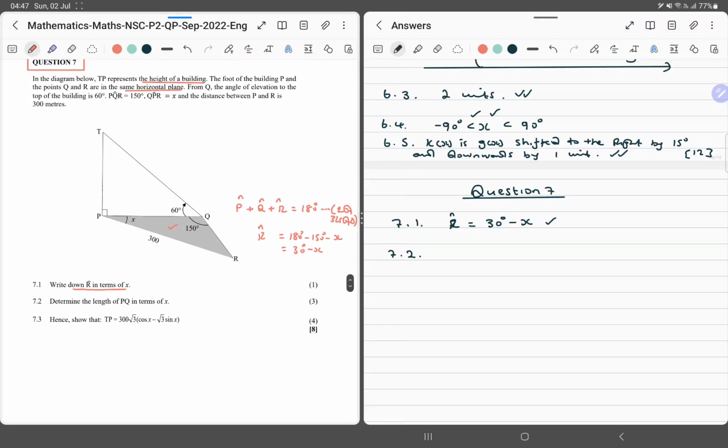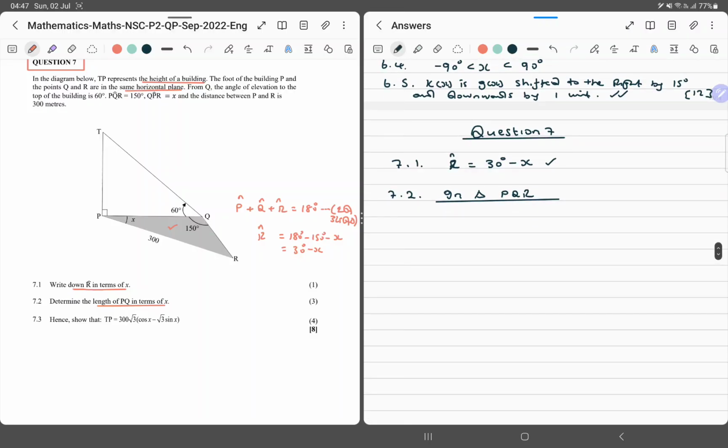7.2 says determine the length of PQ in terms of x. Now we can say safely in triangle PQR, because we can see that is good enough to work. So let's see, we want PQ over, we can use the sine rule. So PQ is opposite angle R. Okay, so we're going to say sine of angle R. We've stated which triangle we're working with, so we don't need those compound words there.